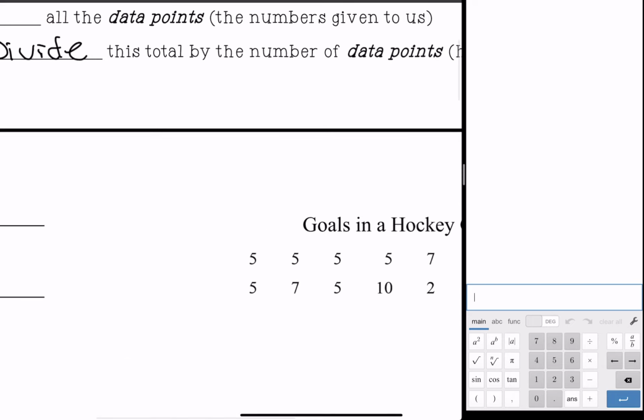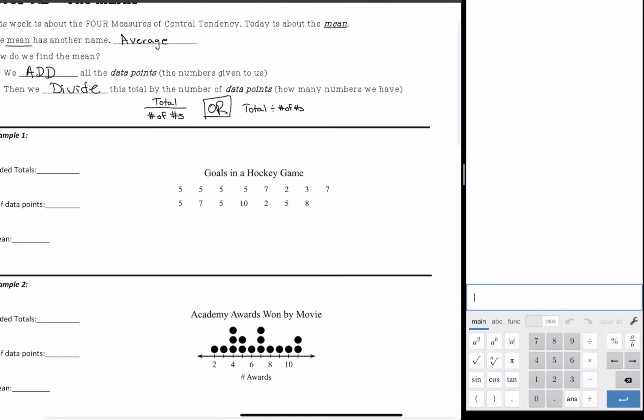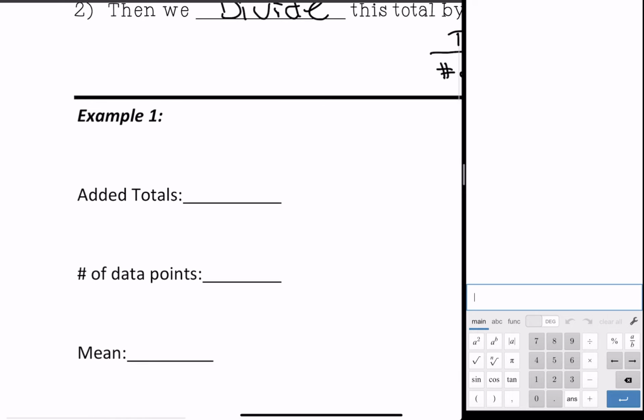Then we divide this total number by the number of data points, so how many numbers we have. Now, pretty much what this looks like is we take the total and we divide it by the number of numbers, okay? Or we can write it as the total divided by number of numbers, okay? Now, what we are going to do is we are going to give our answers in 2 decimal places.